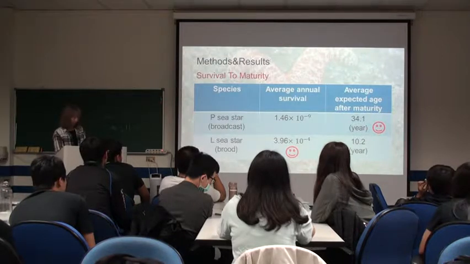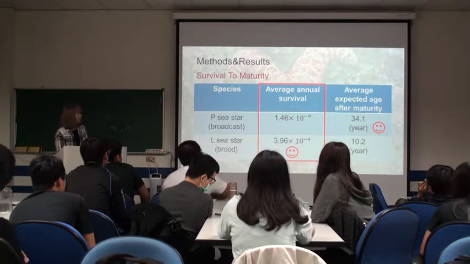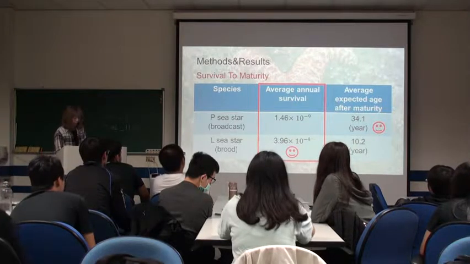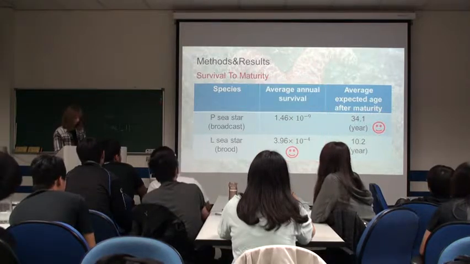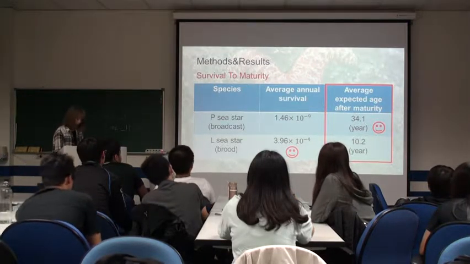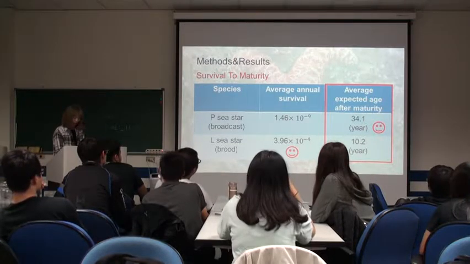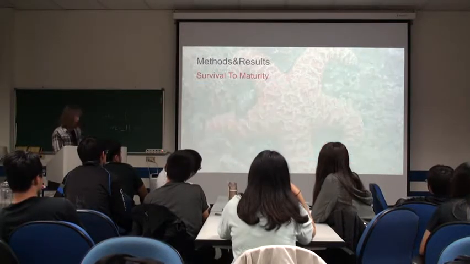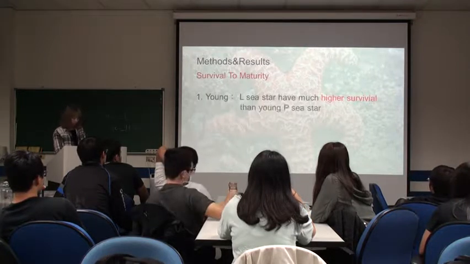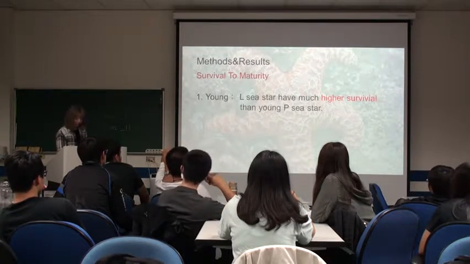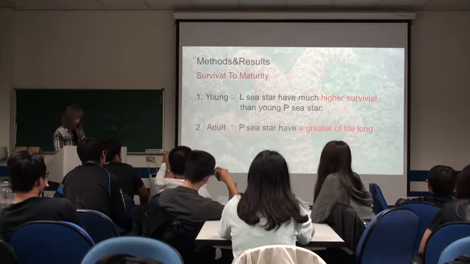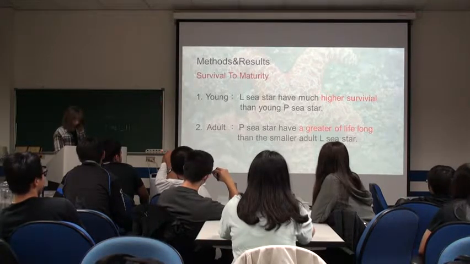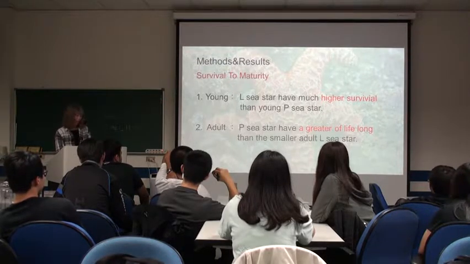After a series of calculations, in average annual survival, the survival of young LC star is better than the PC star, and in average expected age after maturity, PC star adults live longer than the LC star. The important point is here first. In the young, LC star have much higher survival than young PC star, and in the adult, PC star life is longer than the smaller adult LC star.